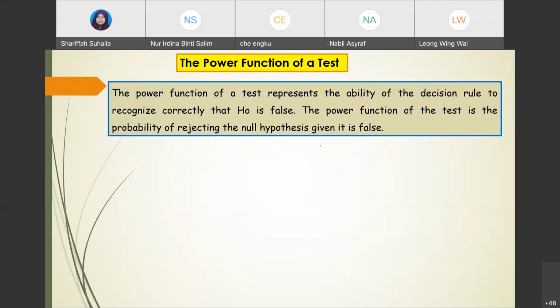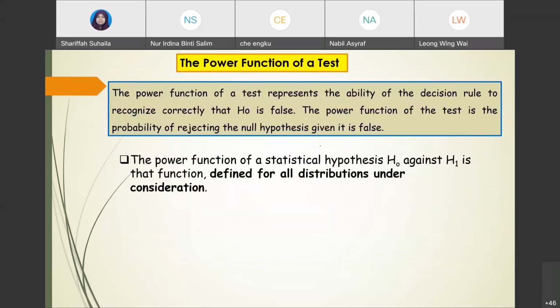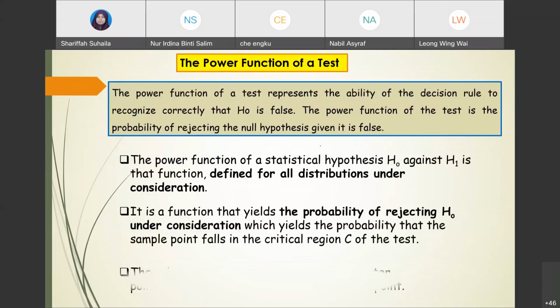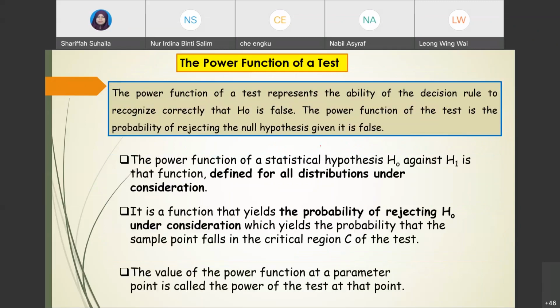So next we have the term the power function of a test. Okay. Kita tengok dulu sekejap. So in your first year tak ada the power function of a test. So this one in the syllabus lah ya. The power function of a test is normally we define it as the ability of the decision rule to recognize correctly that your H naught is false. So the power function is normally the probability of rejecting the null hypothesis given the null hypothesis is false.